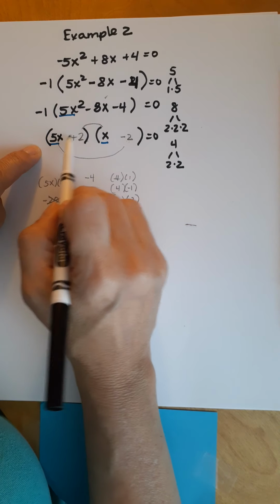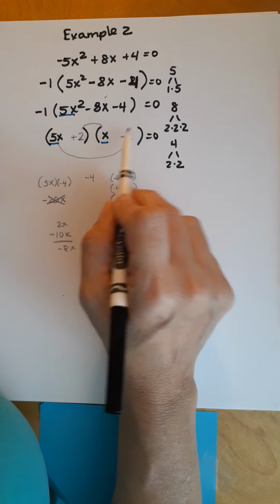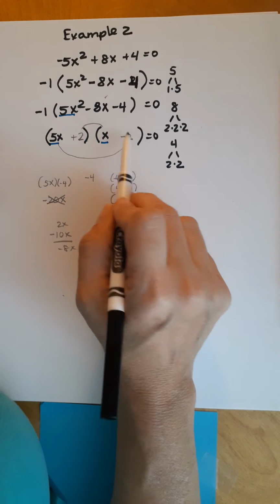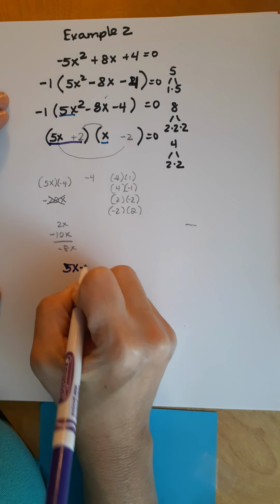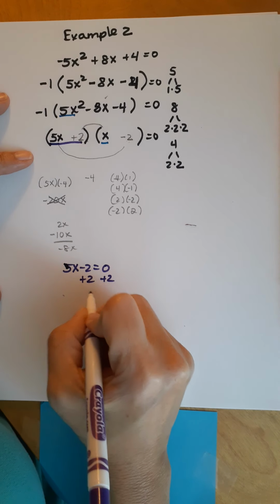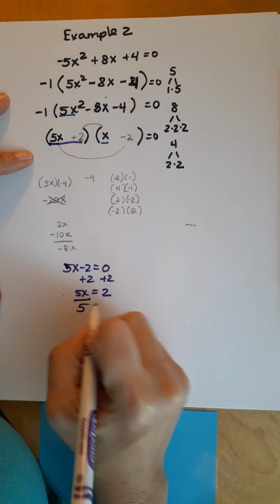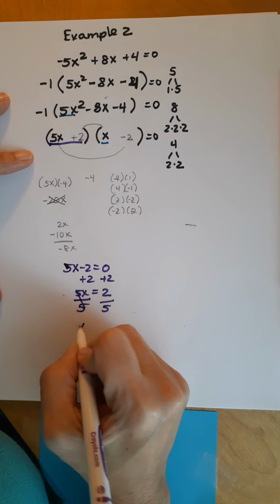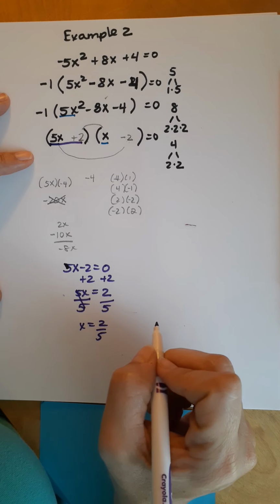So if this parentheses is 0, the whole thing becomes 0. And if this parentheses is 0, the whole thing becomes 0. So we're going to go ahead and, I'm going to use a different color, purple. 5x minus 2 equals 0. I use the addition property of equality, and I get 5x equals 2. Divide by 5, both sides, division property of equality, x equals 2 over 5. Okay?